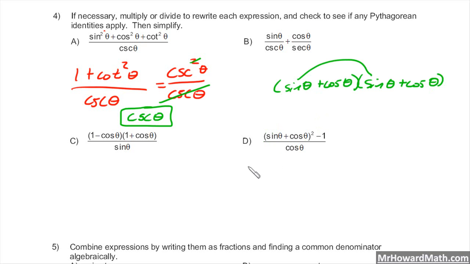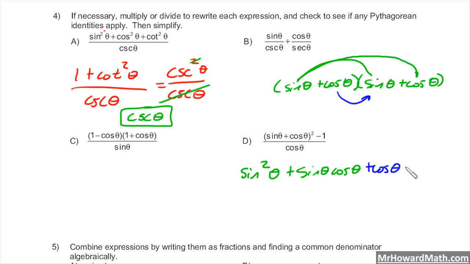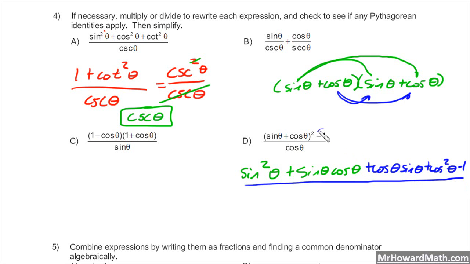So when we FOIL that out, we get sine squared theta, and then sine theta cosine theta plus sine theta cosine theta, and cosine theta sine theta there, and then cosine squared theta there, all over cosine theta. See, I need to subtract 1 here, that's this minus 1, and then cosine theta is in the denominator. So we can combine some things.